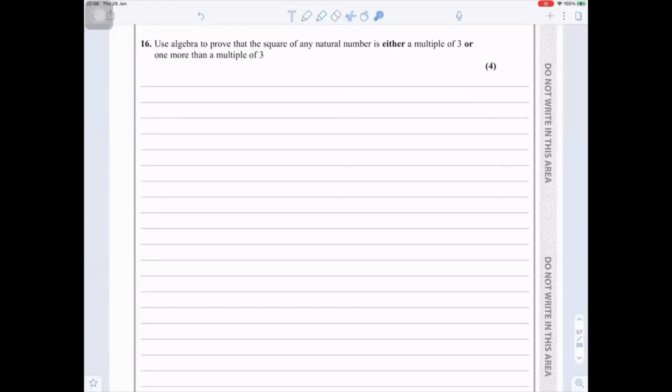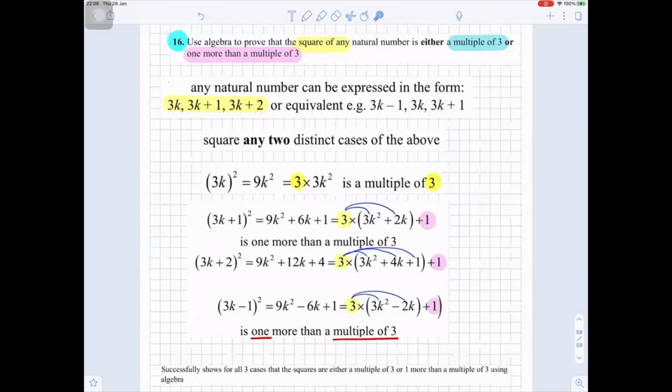Question number 16. Use algebra to prove that the square of any natural number is either a multiple of 3 or one more than a multiple of 3. So any natural number can be expressed in the form 3k, 3k plus 1, 3k plus 2, or equivalently 3k minus 1, 3k, 3k plus 1. Let's use the one I've put in yellow. Square any two distinct cases of the above. So we have 3k squared. 3 times 3 is 9. k times k is k squared, so that gives you 9k squared.